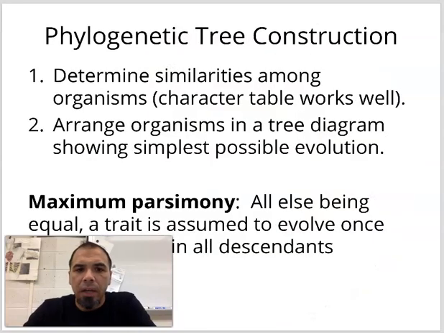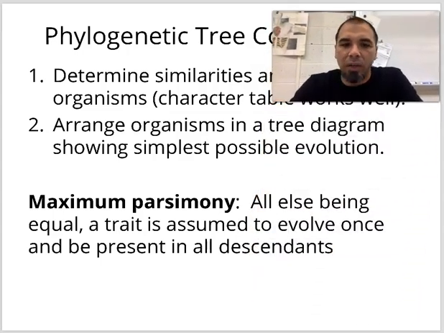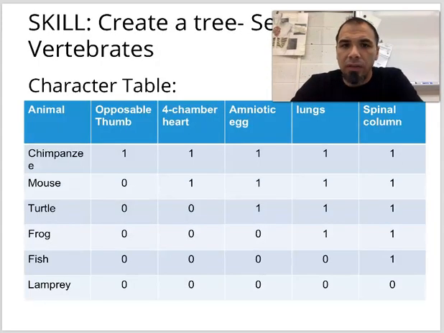All of these in purple and pink and the green represent different branches of life on this tree. And so when we construct phylogenetic trees, you determine similarities among organisms. There's a character table, which I'll show you in a little bit. You arrange organisms in a tree diagram showing the simplest possible evolution. There's different ways to interpret this, but we're also looking for maximum parsimony. Maximum parsimony says that all else being equal, a trait is assumed to evolve only once and be present in all descendants.